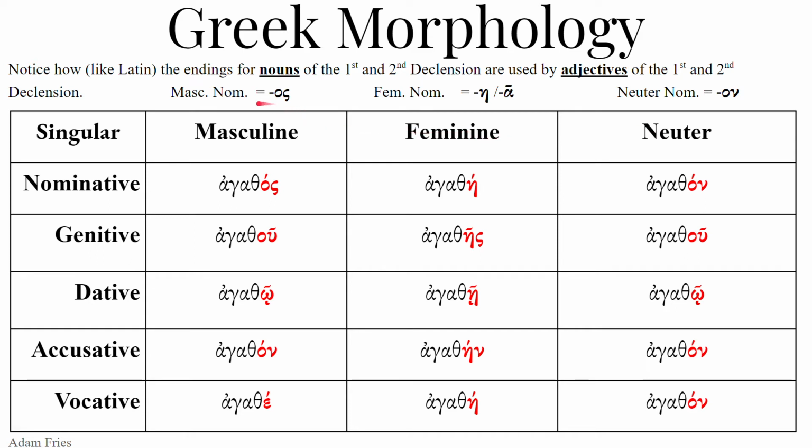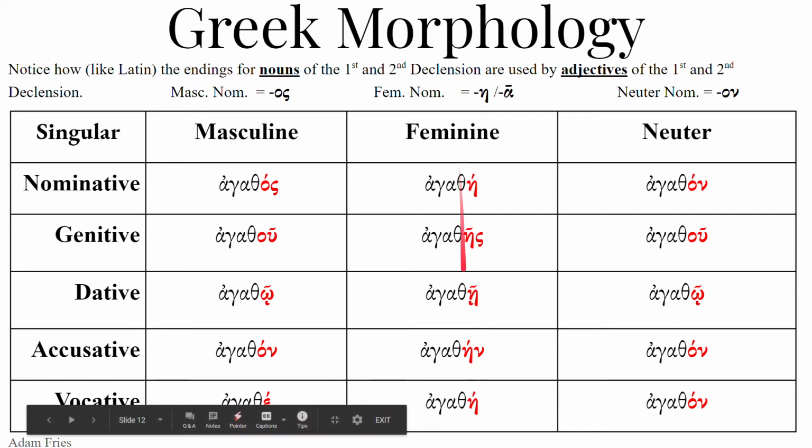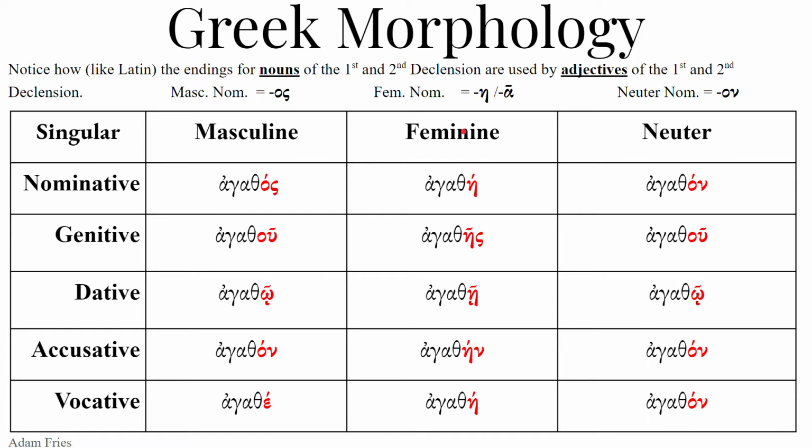So the masculine follows the second declension masculine, the feminine follows the first declension feminine, and the neuter follows the second declension neuter. Notice for the feminine you can have either an eta, which is the more common ending, so it will follow the eta class. So you'll have etas like here all the way down in the singular. The dual and the plural, those are regular, those are normal. So if you need to review your first declension, go ahead and do that.